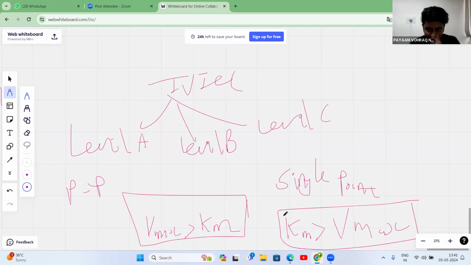Tell me. When Km is greater than Vmax, it is first order. When Vmax is greater than Km, it is zero order. And when both are equal, it is mixed order.